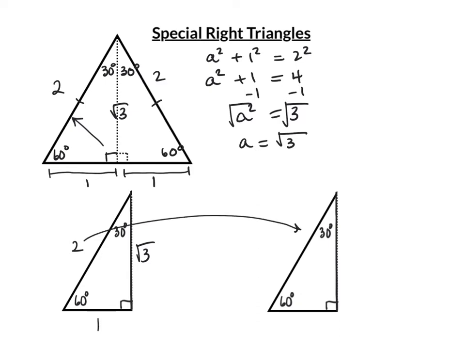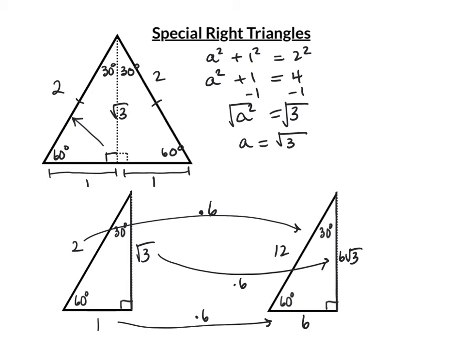And if the hypotenuse was, say, 12, I can see that I multiply by 6 to make the 2 into 12, and I'll multiply every side by 6. So root 3 between the 30 and the 90 will become times 6, 6 root 3, and the 1 times 6 will be 6. To make this easier, just like we did with the 45, 45, 90, we're going to call that multiplier t. We'll multiply every side by t.